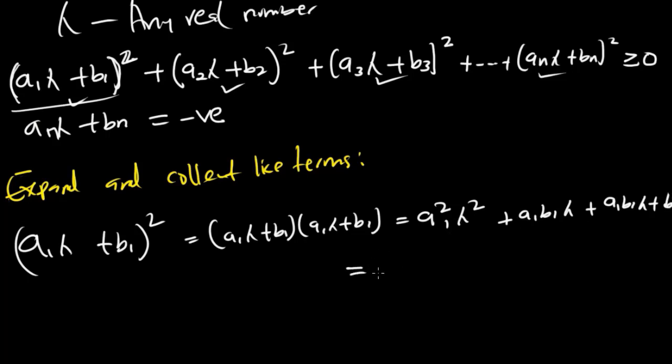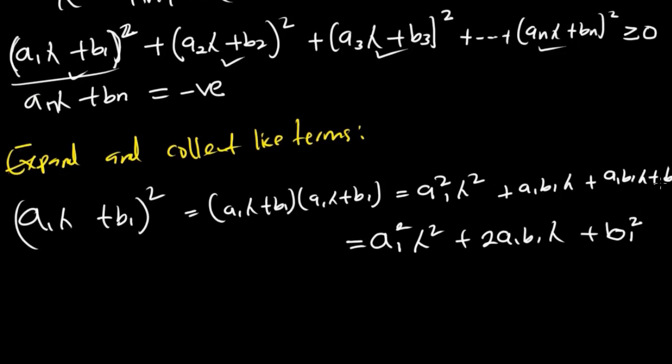And here, collecting the like terms, we have a1 squared lambda squared plus 2 a1 b1 lambda plus b1 squared. So that's the expansion of the first term. The second term will follow the same pattern.